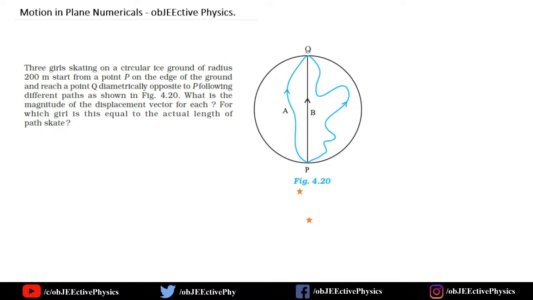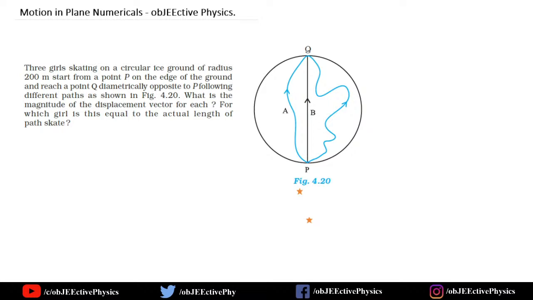Three girls skating on a circular ice ground of radius 200 meters start from a point P on the edge of the ground and reach a point Q diametrically opposite to P, following different paths as shown in figure 4.20. What is the magnitude of the displacement vector for each? For which girl is this equal to the actual length of path skated?